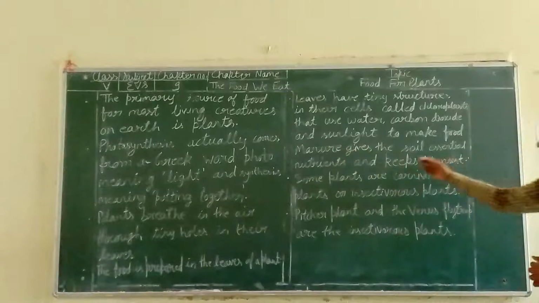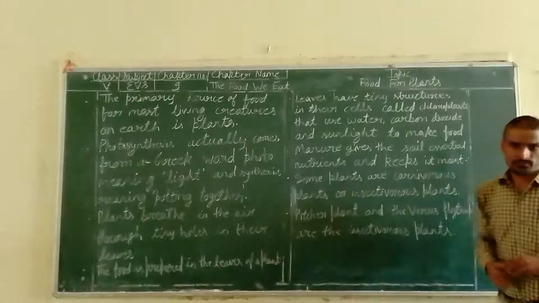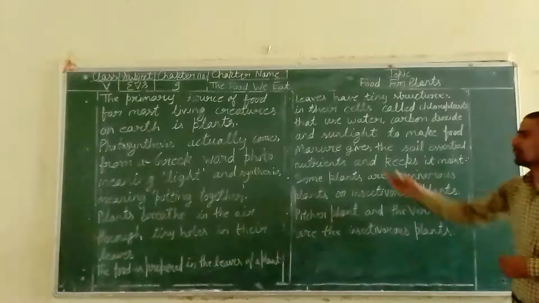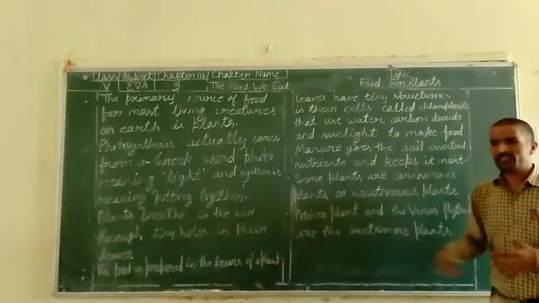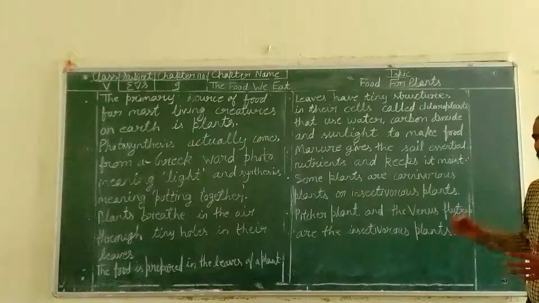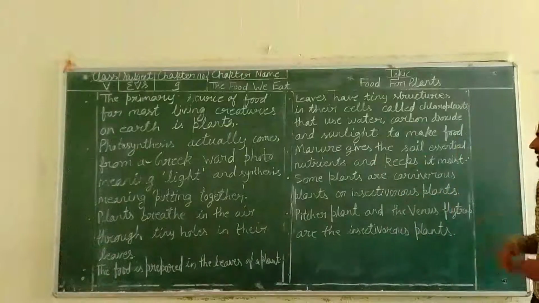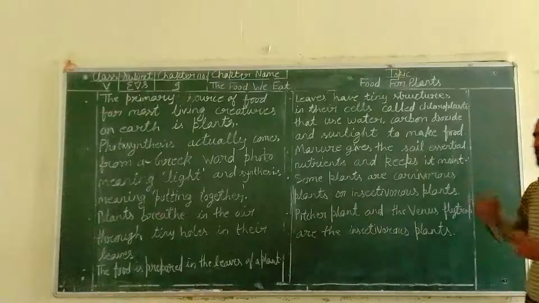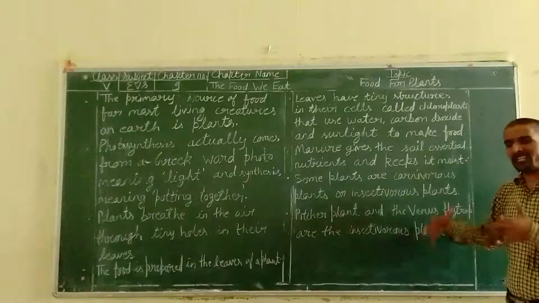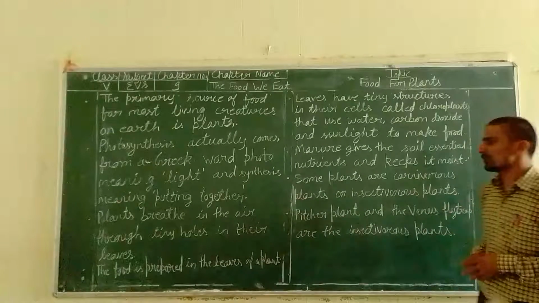Manure gives the soil essential nutrients and keeps it moist. All of you know that sometimes we use manure or fertilizers in the soil to improve it and provide proper nutrients for the plants. This manure provides nutrients to the plants and keeps the soil moist. In moist conditions, worms can easily be born in the soil and help the plants get nutrients.